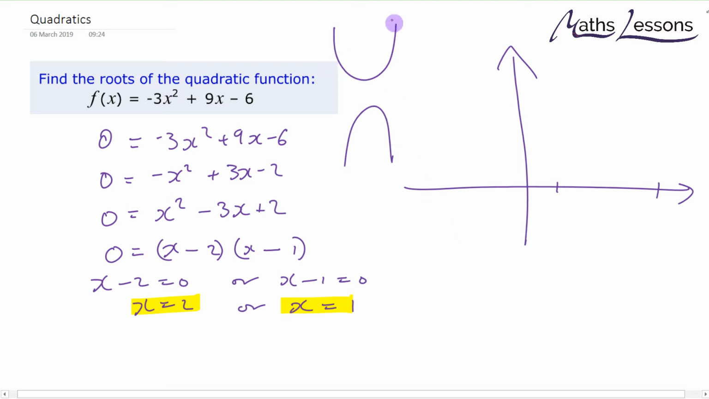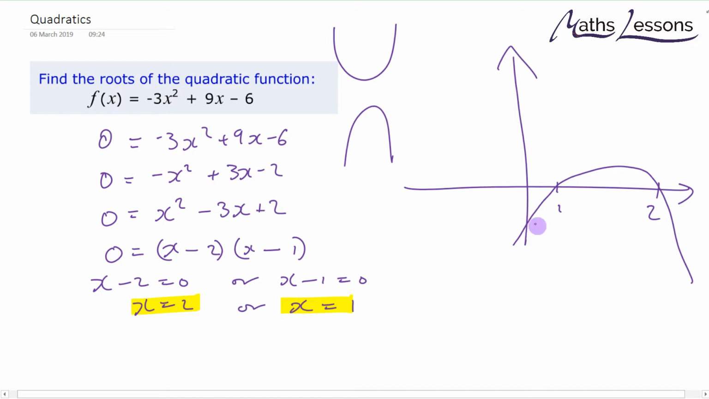You might think of that as a smiley face for positive, an unhappy face for negative, which might help you remember. So we're negative, so we're going to have an unhappy face. We're going to have an N-shaped graph like so, and it's going to cross at 1 and 2.